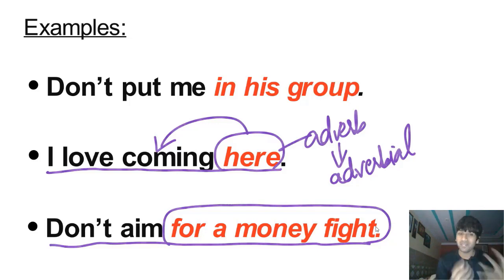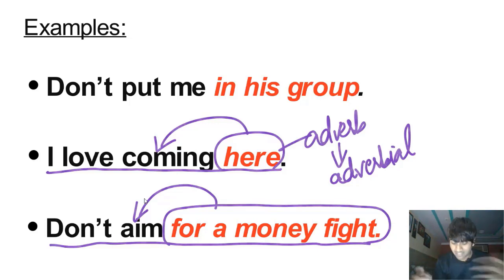But if you do not mention that, the sentence will not make any sense and the verb will be incomplete. So here, for a money fight, which is a prepositional phrase, is working as an adverb. It is an adverbial modifying the verb aim. How? Because it's completing its meaning, giving the essential information it needs.